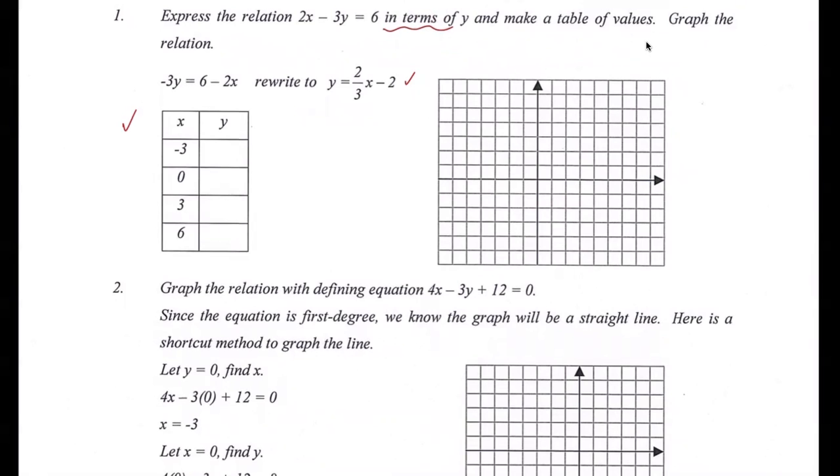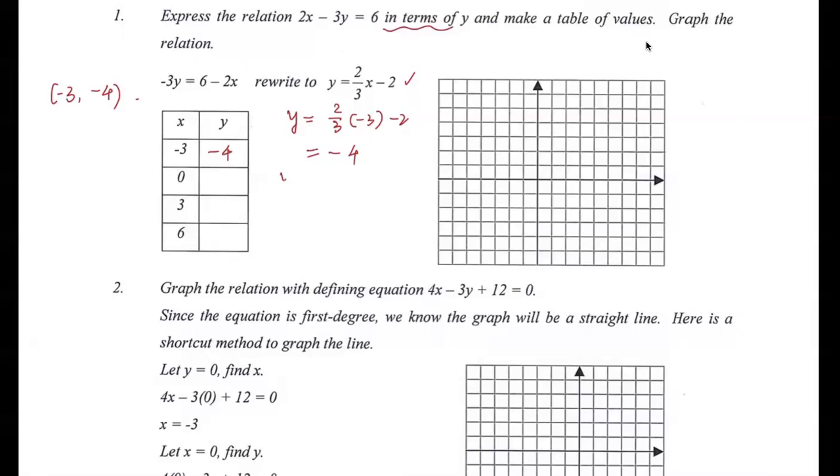So when x is equal to minus 3, y is equal to 2 over 3 times minus 3 minus 2. 2 minus 2 is minus 4. So y is equal to minus 4. And this means minus 3, minus 4 is on our straight line, right?